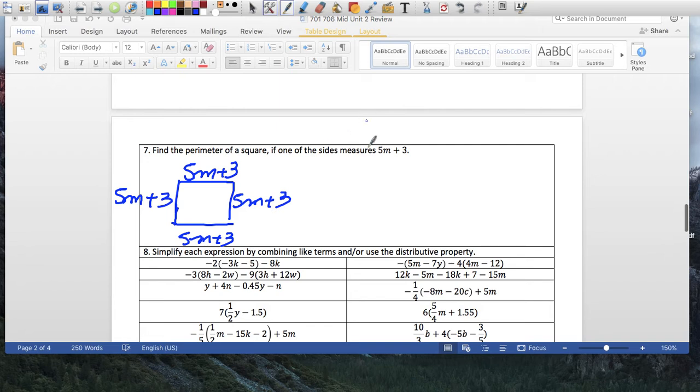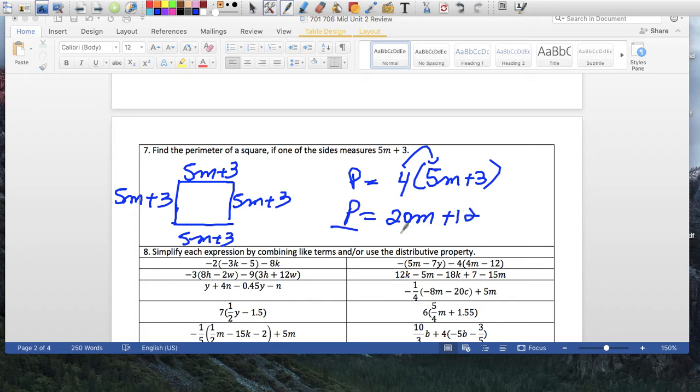Now, I want to find the perimeter, so I'm going to do 5m plus 3 plus 5m plus 3 plus 5m plus 3 plus 5m plus 3. You can write that long expression down, or you can simply do 4 times 5m plus 3. Apply the distributive property, you get 20m plus 12, and that represents the perimeter of our square.